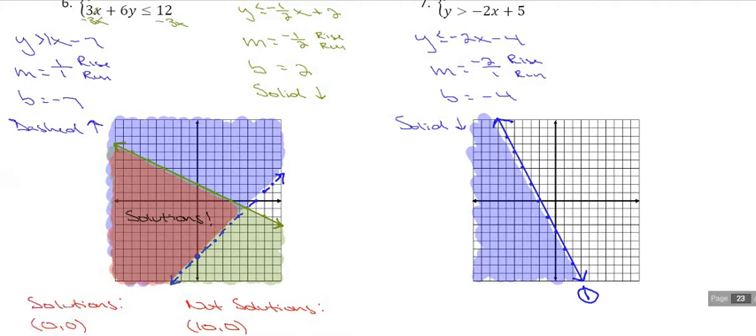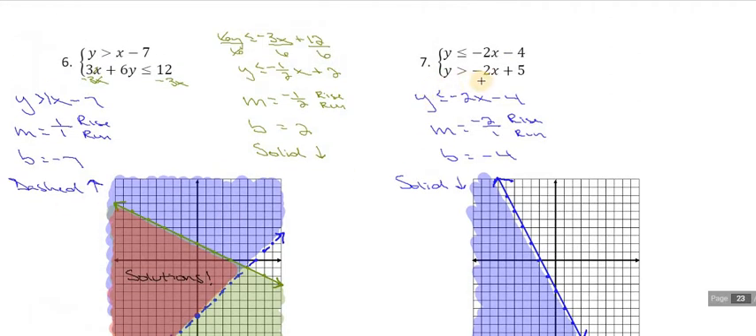The second linear inequality is y is greater than negative 2x plus 5. So you may look at that and think, something seems familiar. Well, the slope of that linear inequality is also negative 2. And hopefully you remember that if two lines have the same slope, it means that they are parallel. Therefore, they will never intersect. So this is going to be a slightly unique situation.